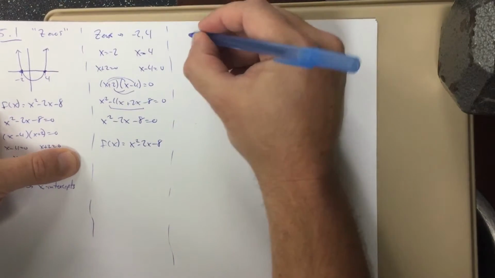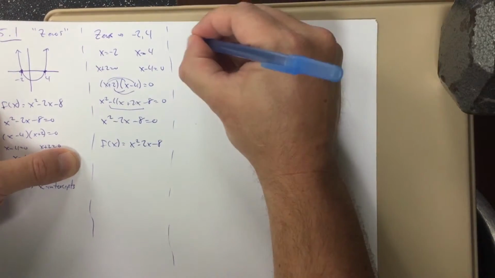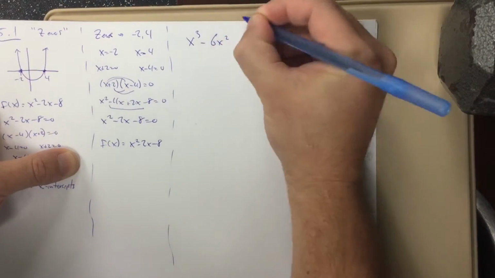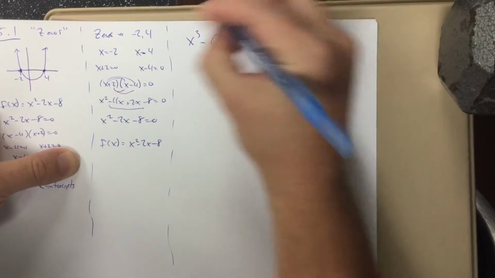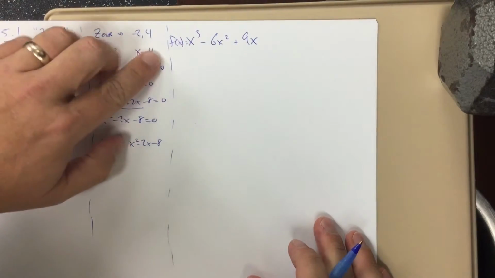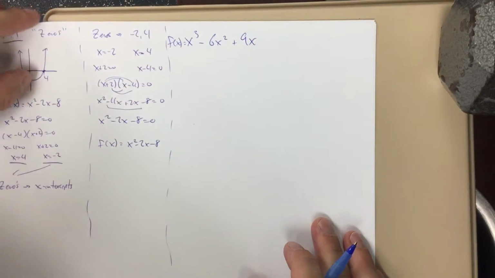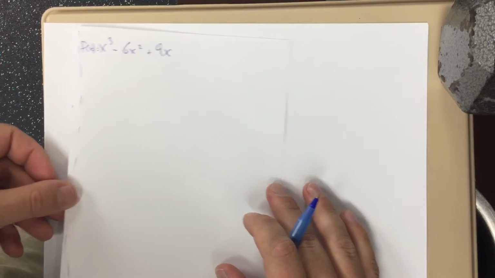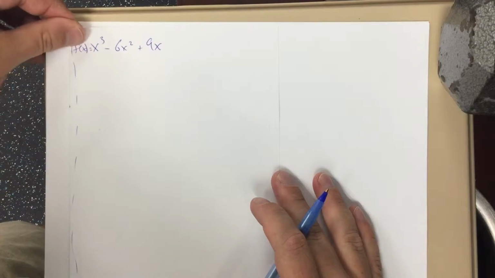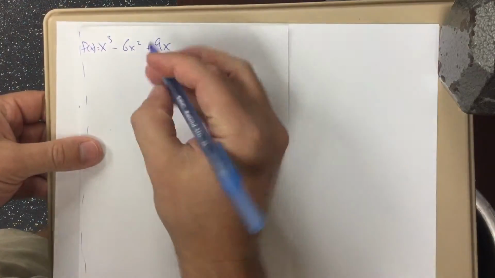So let's look at x cubed minus 6x squared plus 9x, f of x equals all this, and find the zeros of this. Let's clean this up a little bit here. Here we go. Okay, so we're going to find the zeros for this function right here. So let's see what we can do.